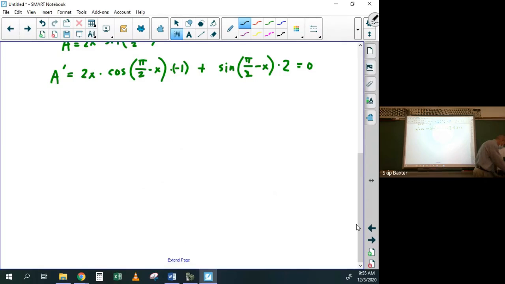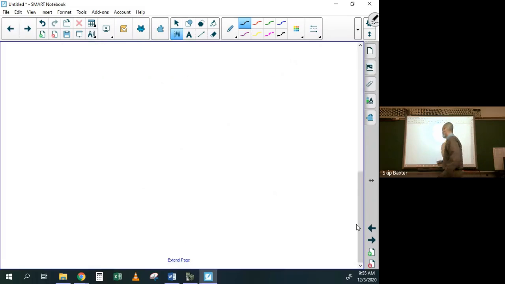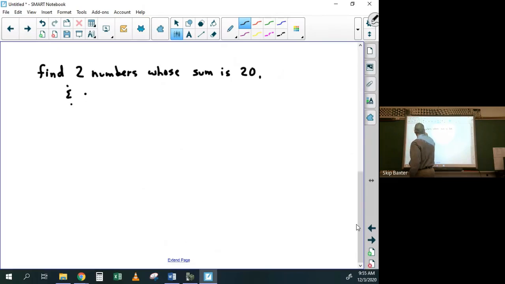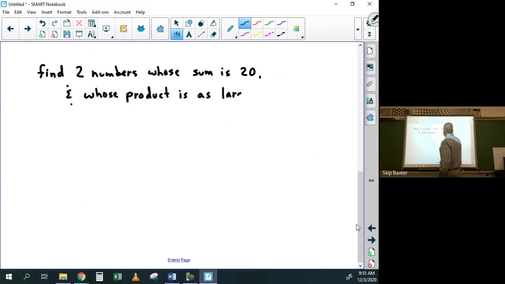How about this one? Find two numbers whose sum is 20 and whose product is as large as possible.